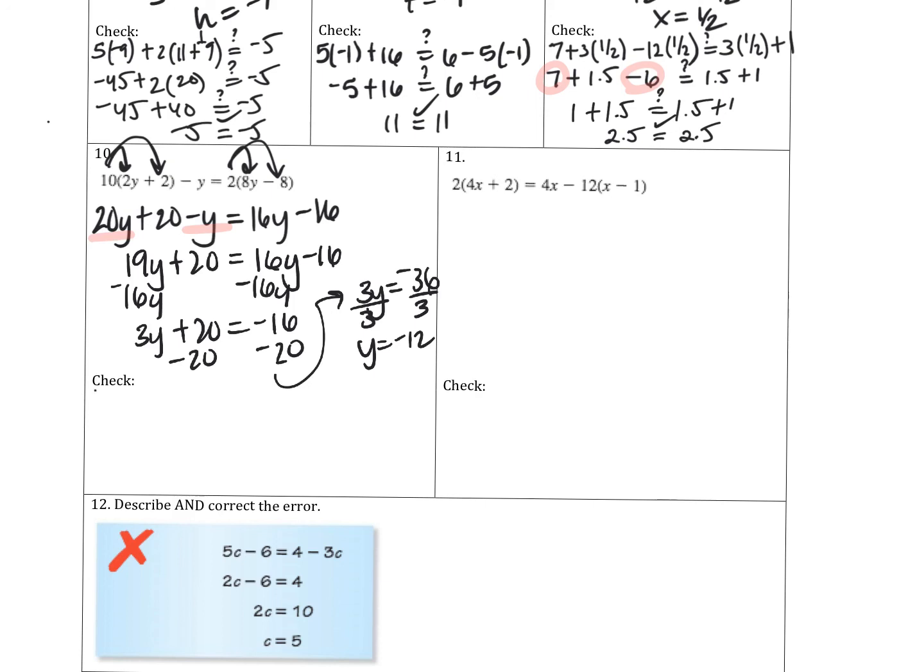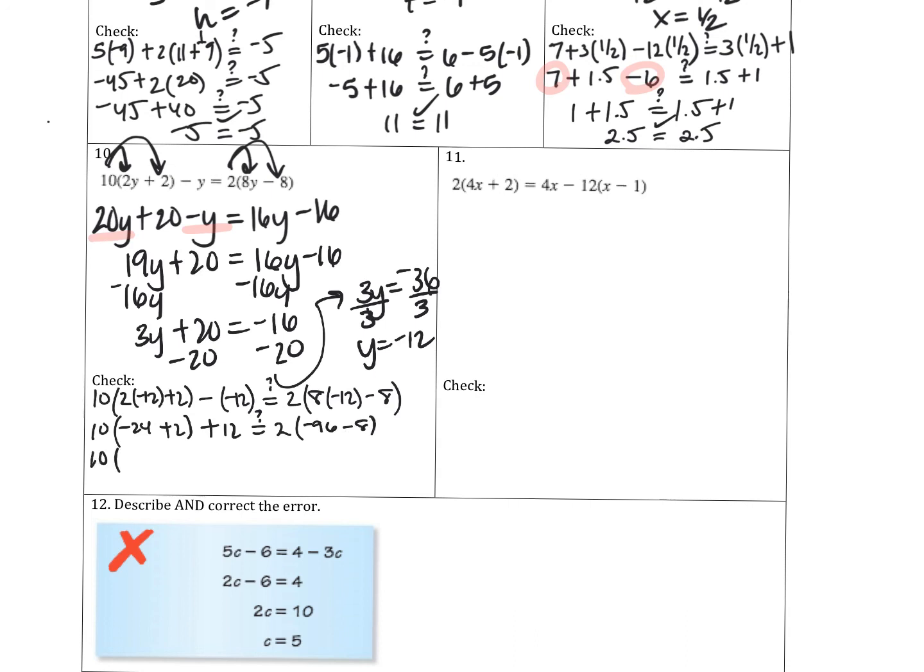Let's double check. 10 times 2 times negative 12 plus 2 minus a negative 12. Does that equal 2 times 8 times negative 12 minus 8? Let's check. Okay, 10 times 2 times negative 12 is negative 24 plus 2. And a negative times a negative 12 is plus 12, equals 2 times 8 times negative 12, which is going to be negative 96 minus 8. Whoa.